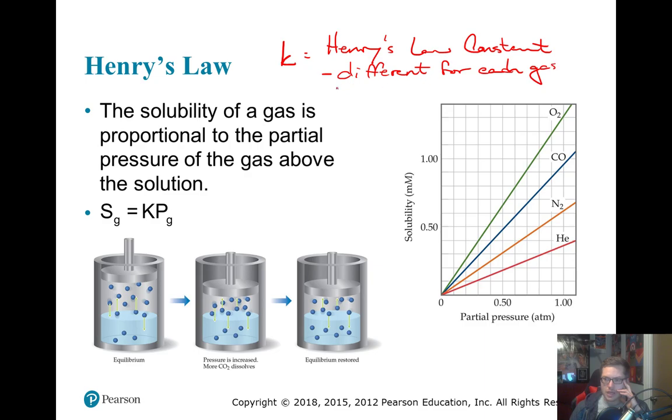It's different for each gas, and it's different at different temperatures. So you've got to be careful because if you change temperatures, your Henry's law constant changes. So you've got to watch out for that kind of thing.